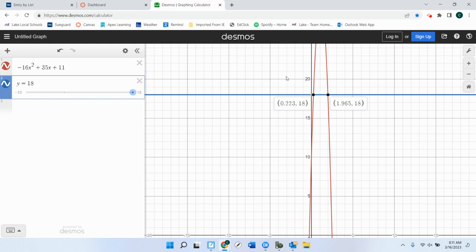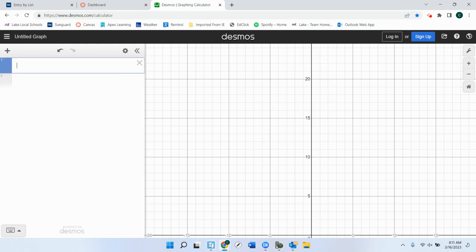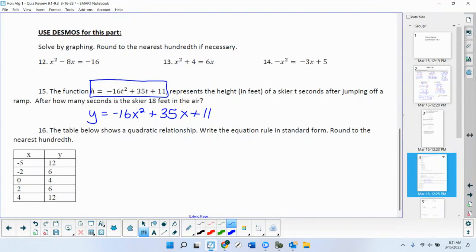Now the hard one or harder one. You guys always struggle with this. Okay. It says the table below shows a quadratic relationship. Guys, what is the general quadratic equation? Just general. Y equals what? AX squared plus BX plus C.